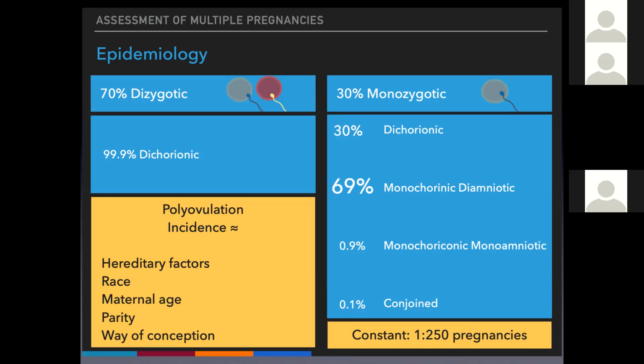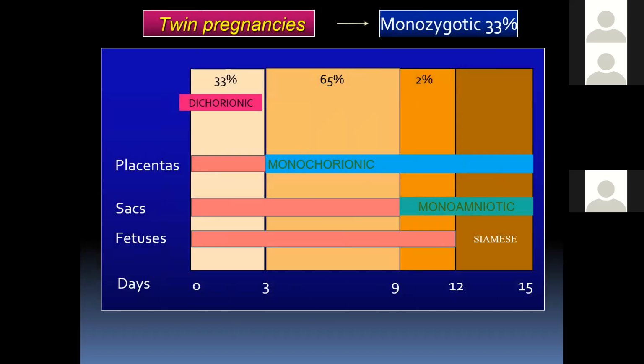So if we look at the epidemiology of twins, we have 70% of twins coming from two fetuses, what we call dizygotic, and about 30% of twins happening because of one fetus splitting early in pregnancies. So by far, the commonest type of twins is the dizygotic twins. When we look into twin pregnancies in another way, we either have twins that originated from two embryos, or we have one fetus split.